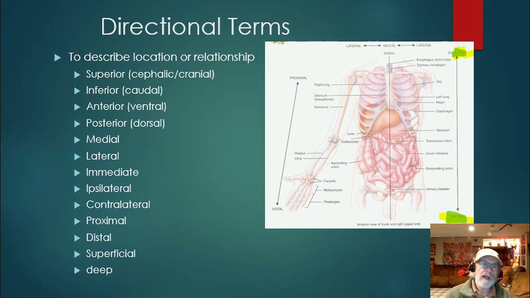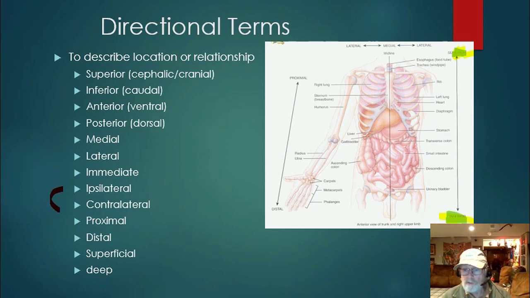The next word is a single word. And that's immediate. Immediate just means right next to something. So if something's immediate to something, I have something here and something sitting right on top of it, that'd be called immediate. So that's not a big one. So let's get rid of that. The next two words are paired. These two words, ipsilateral and contralateral, are paired.